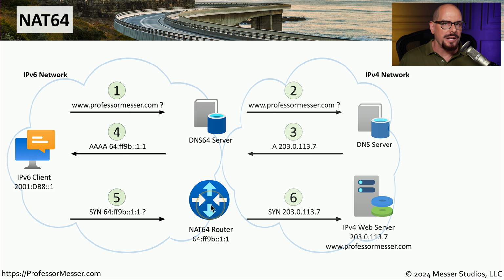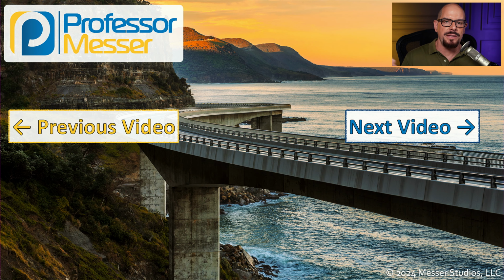That router is responsible for performing the network address translation, where it is able to take the IPv6 address that we use and translate that into an IPv4 address that the web server understands. This process is obviously reversed when the response is sent back, allowing these two devices to communicate to each other, even though one device only understands IPv6 and the other device only understands IP version 4.